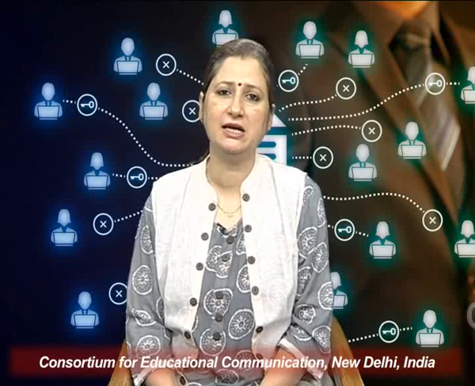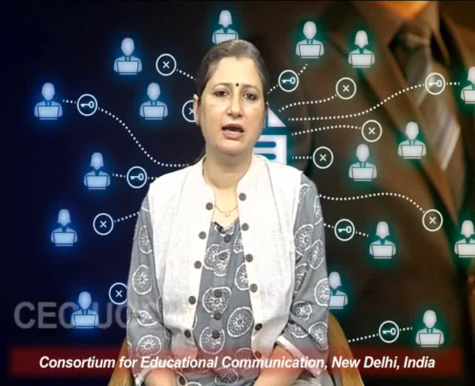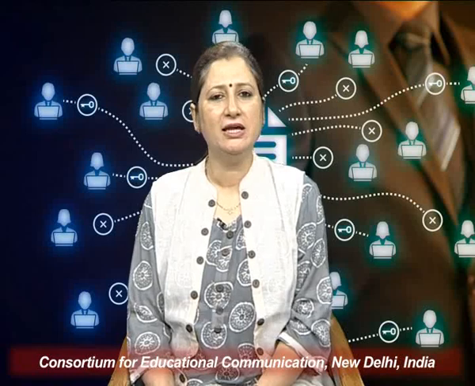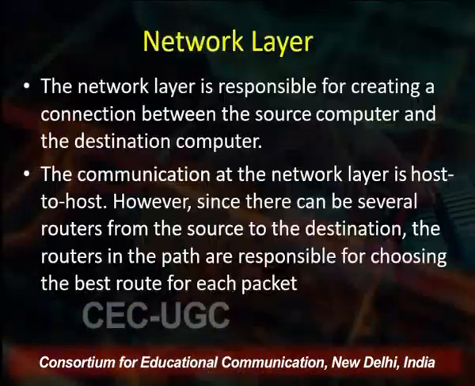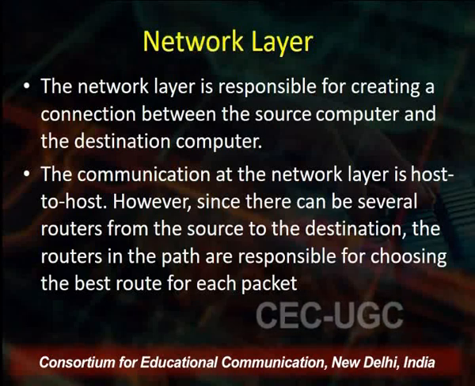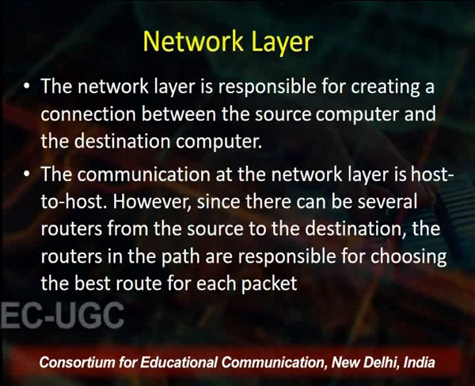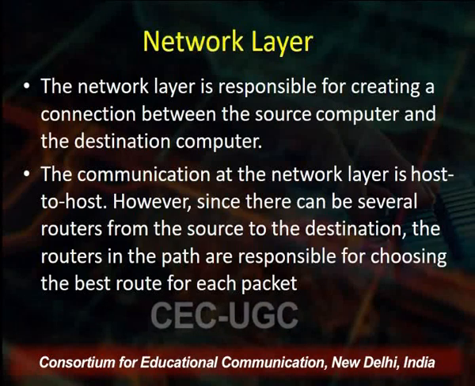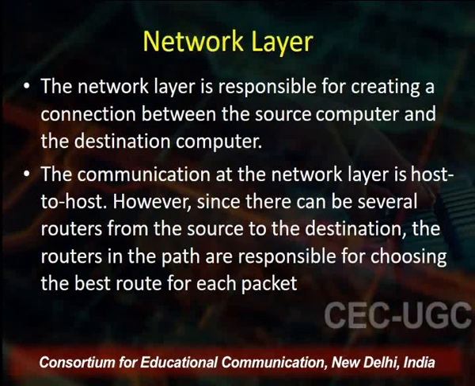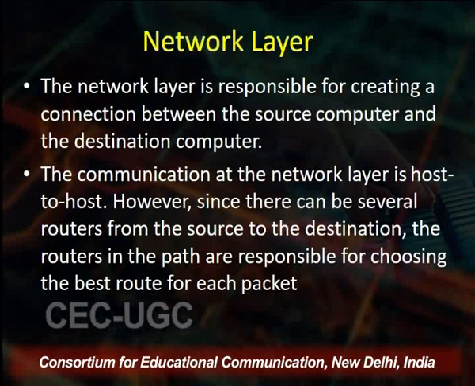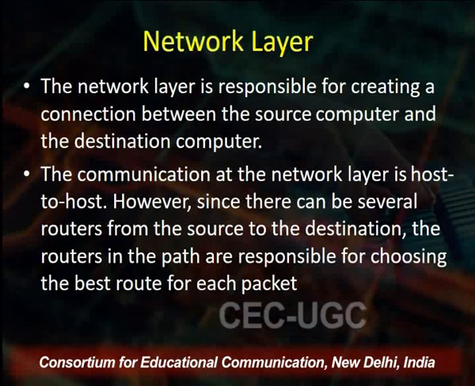correction. After the data link layer, we have the third layer, which is the network layer. We've already seen that at the network layer we have the router, and therefore the router is responsible for choosing the best possible route or the best possible link. So the network layer is also responsible for creating a connection between the source computer and the destination computer, right? So the communication at the network layer is host to host.